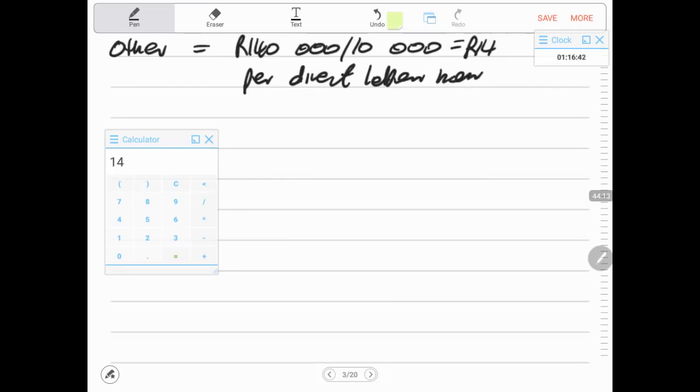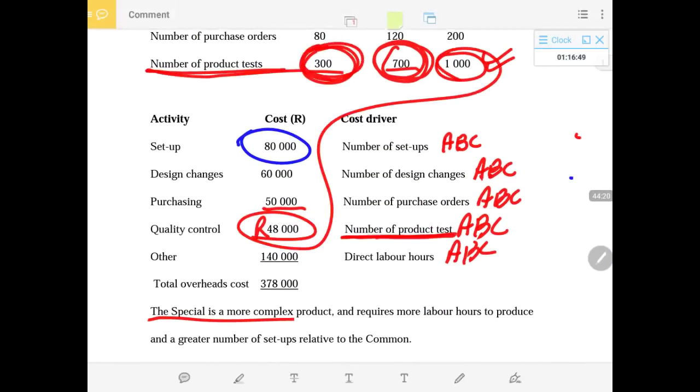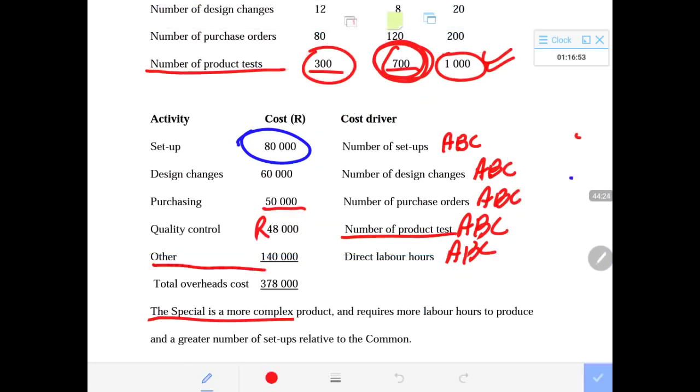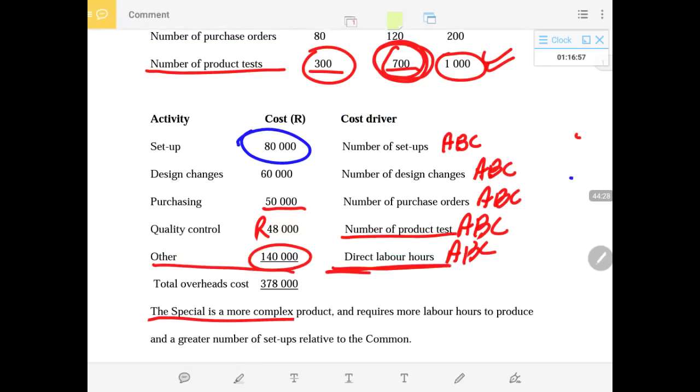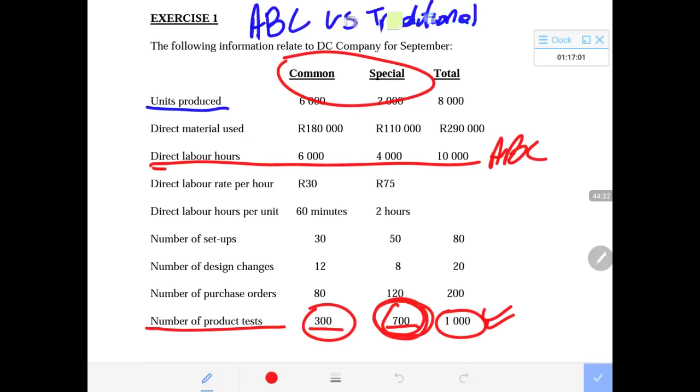Per direct labor hour. And the question is, how many labor hours did we have for product common and product special? Now let me confirm. The other overheads is 140,000, and it is based on direct labor hours, and we are looking for the total direct labor hours. Our direct labor hours was 6,000 plus 4,000 equals 10,000. So hence I divided by 10,000, and I got my rate.